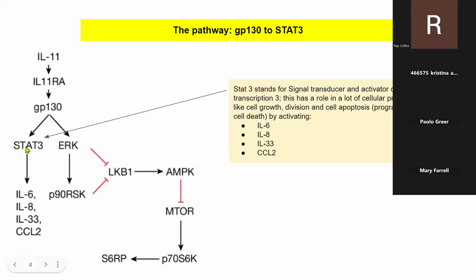So once it gets down here, STAT3 stands for signal transducer and activator of transcription 3. And it has a role in a lot of cellular processes like growth, division, and cell apoptosis, which is programmed cell death, by activating all these other interleukins and CCL2. And that's kind of the end of the story for this leg of the interactions.